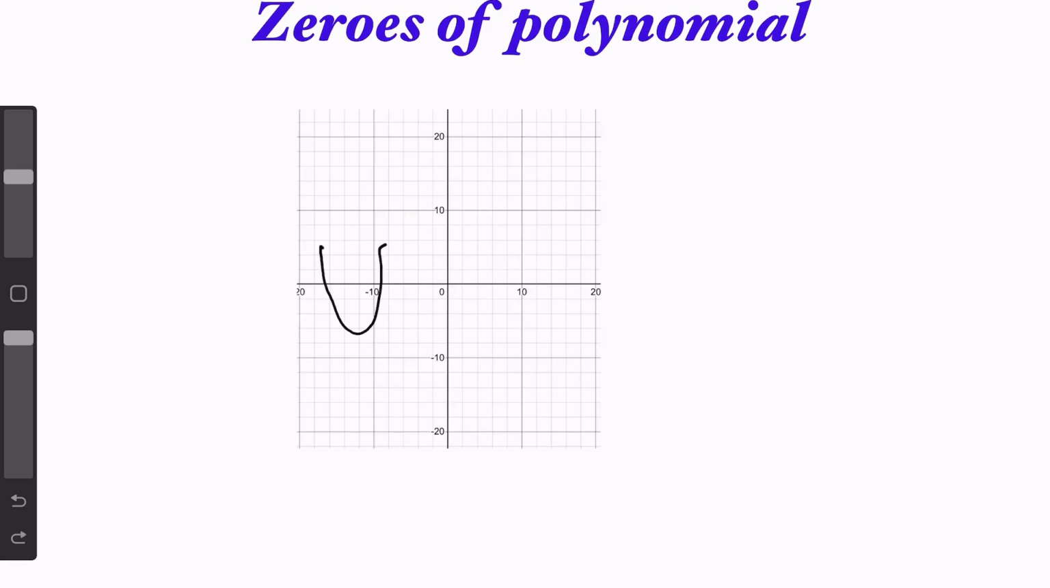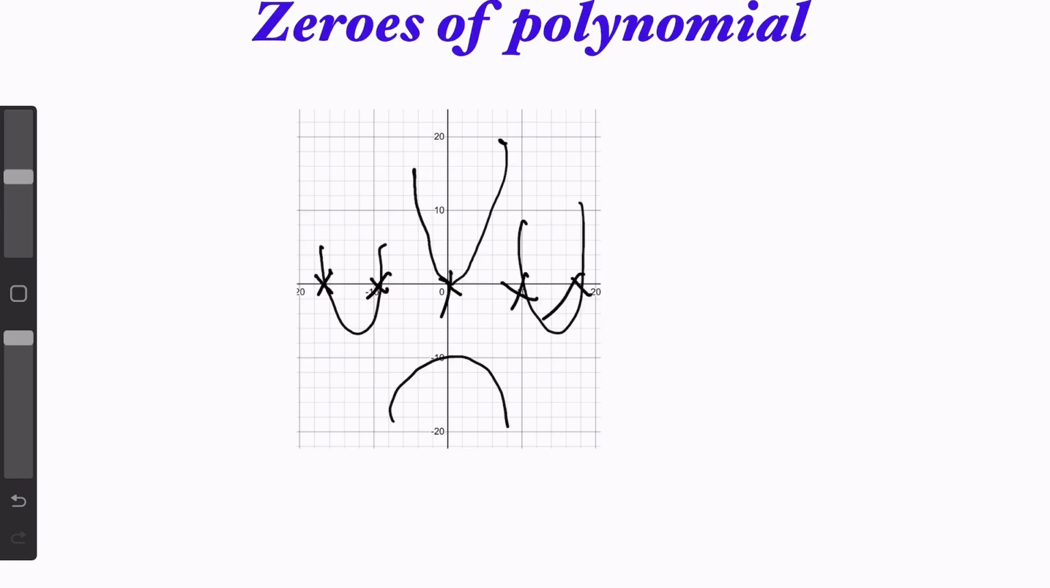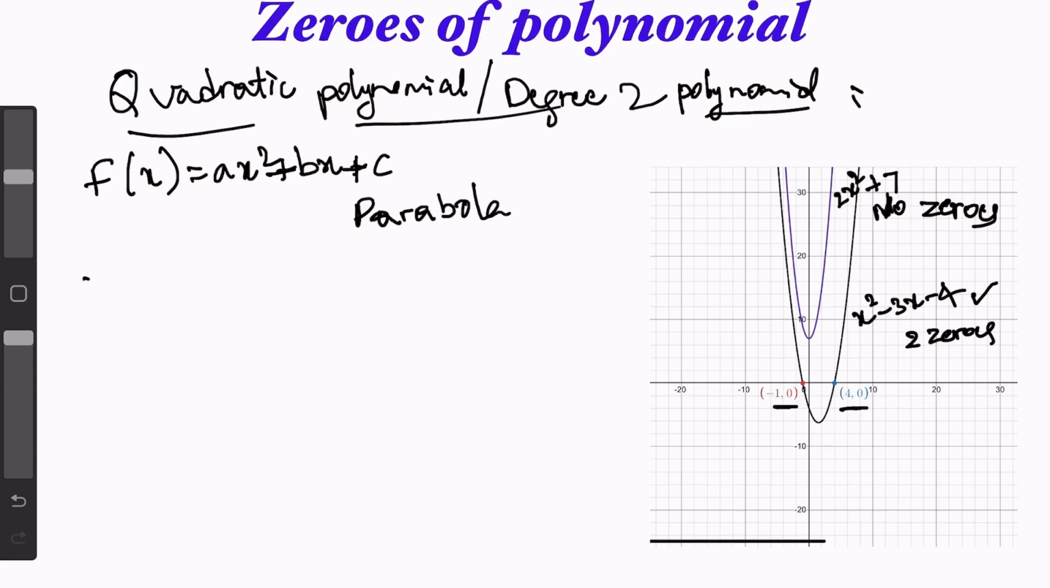Let's see some more examples. Parabolas are drawn at random. You can see the maximum number of zeros is 2, because some have 2, some have 1, some have 2, and the last one has no zeros. So the maximum number of zeros a parabola, a quadratic polynomial, can have is 2.